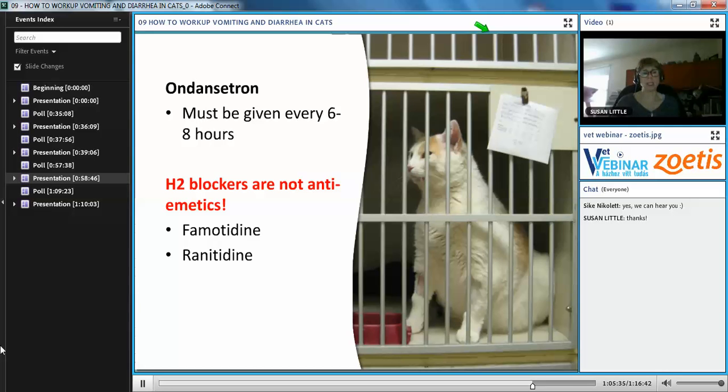I did want to mention that the H2 blockers, drugs like famotidine or ranitidine, are not antiemetics. And as a matter of fact, they are falling out of favor in feline medicine in general. So I often see veterinarians using these drugs in the mistaken belief that they are somehow useful for the vomiting patient, but they aren't. So they are drugs that I definitely would not reach for.